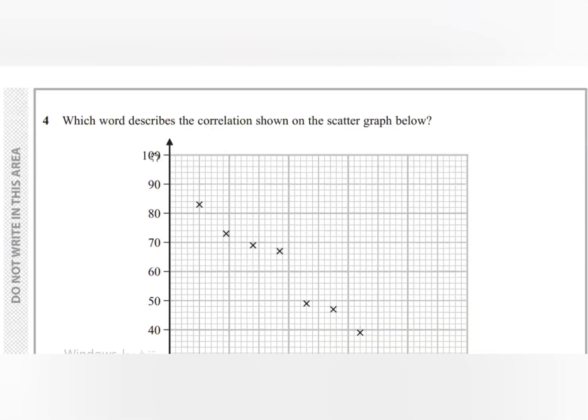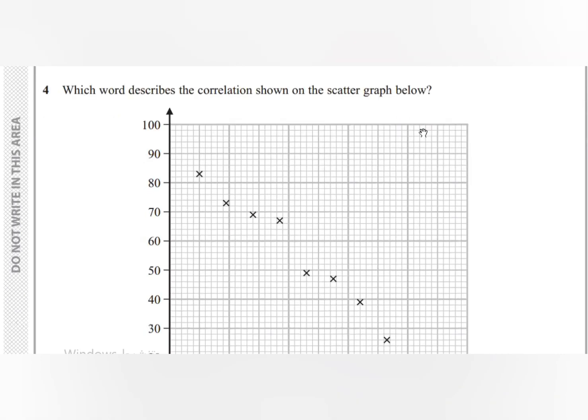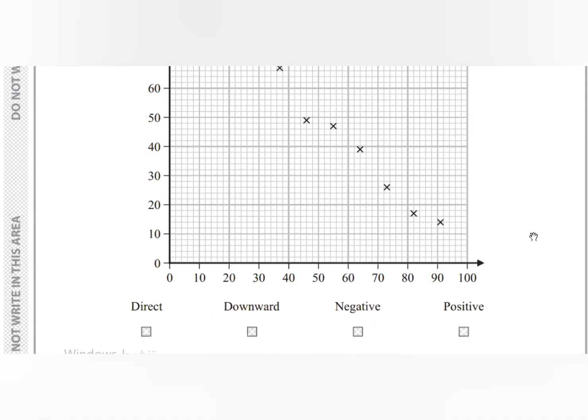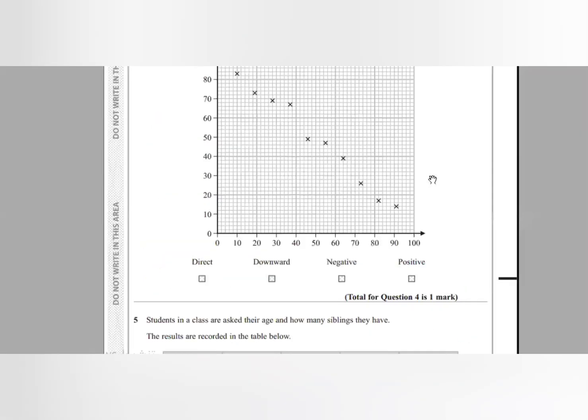Question 4. Which word describes the correlation shown on the scatter graph below? Now we have a scatter graph. We have the points here. They're not everywhere. We talked about having data or points everywhere. Now let's take a look at the answers. Let me zoom out so you can understand.